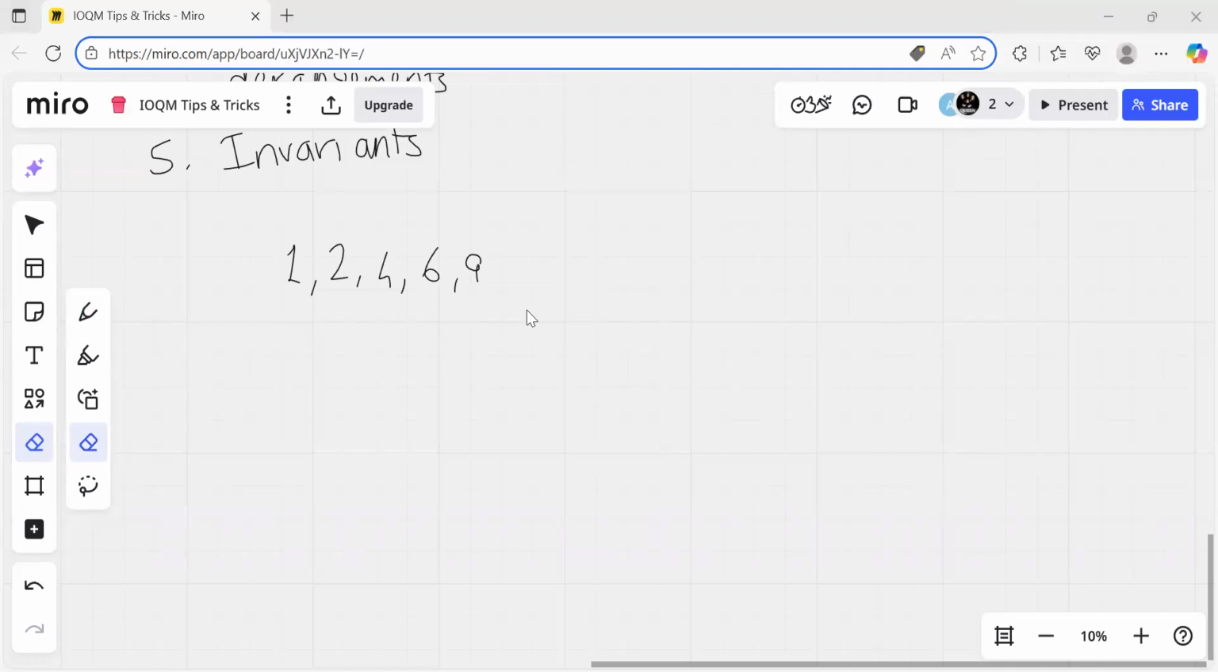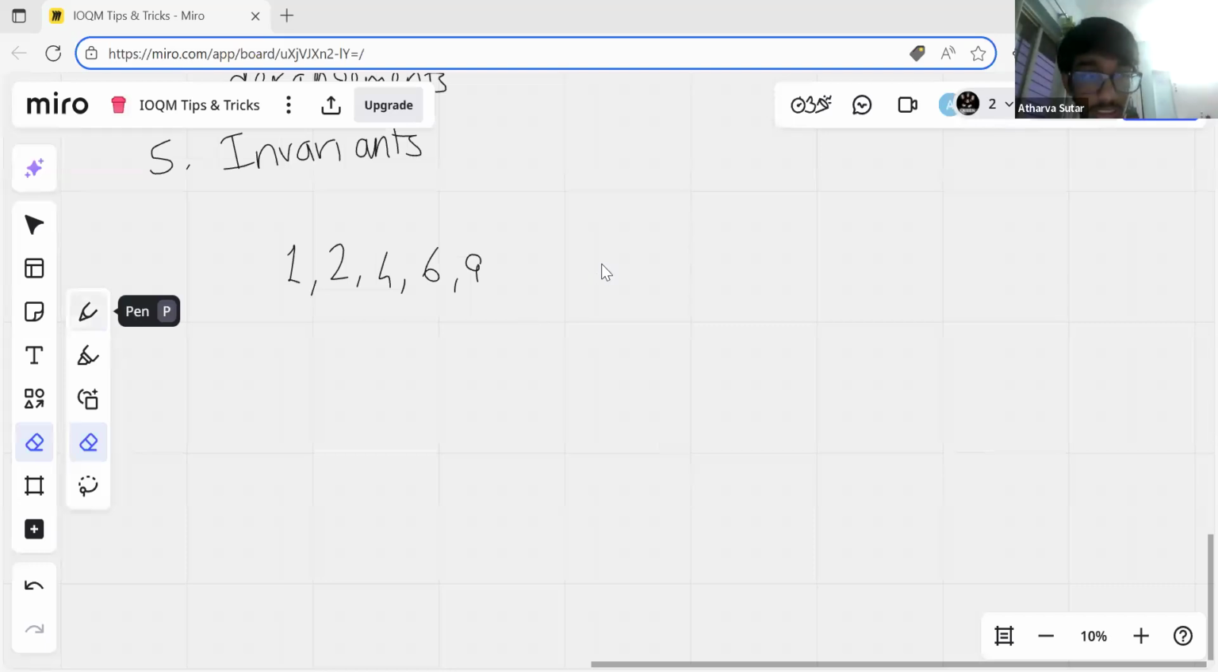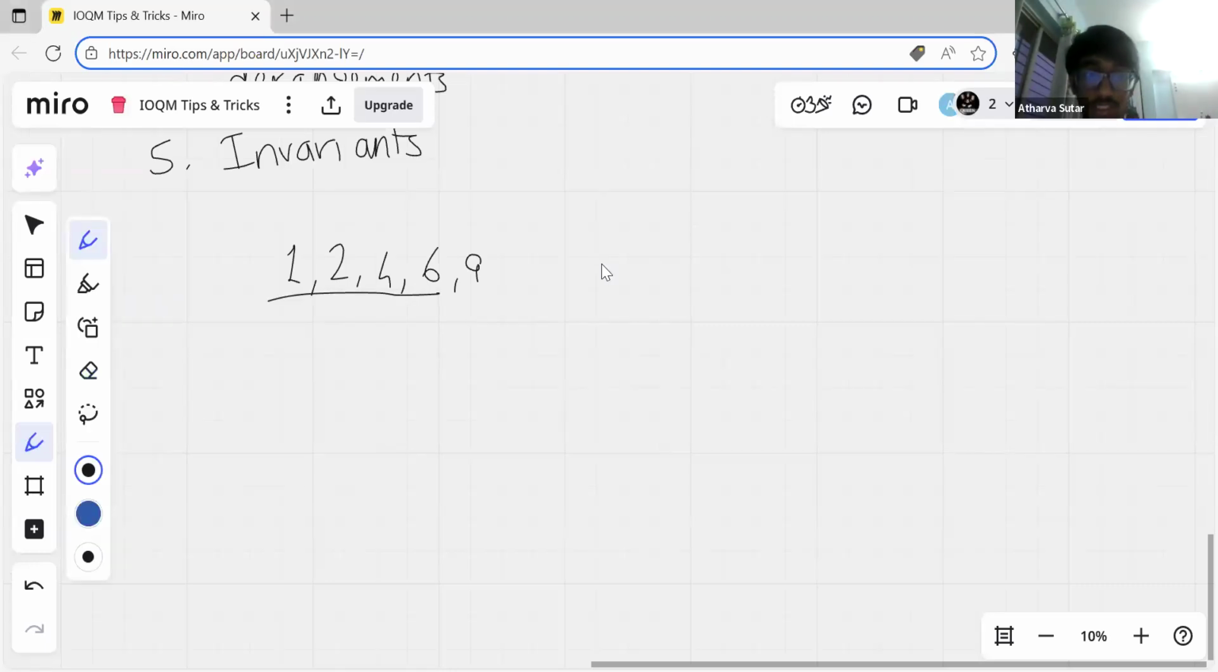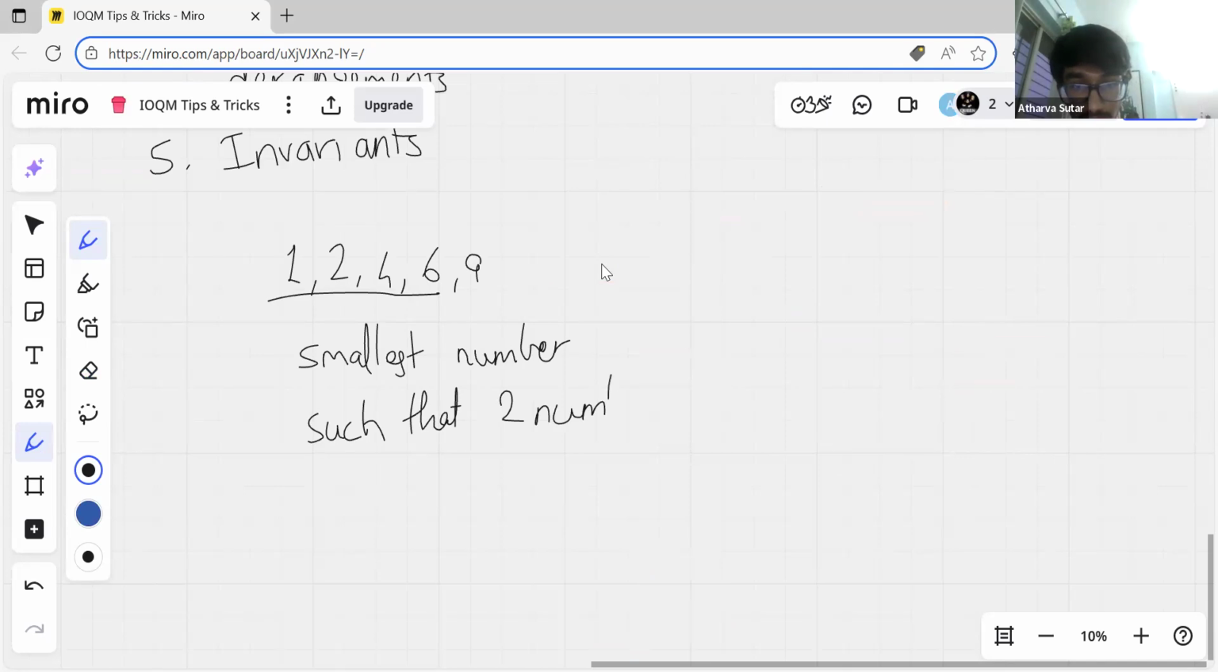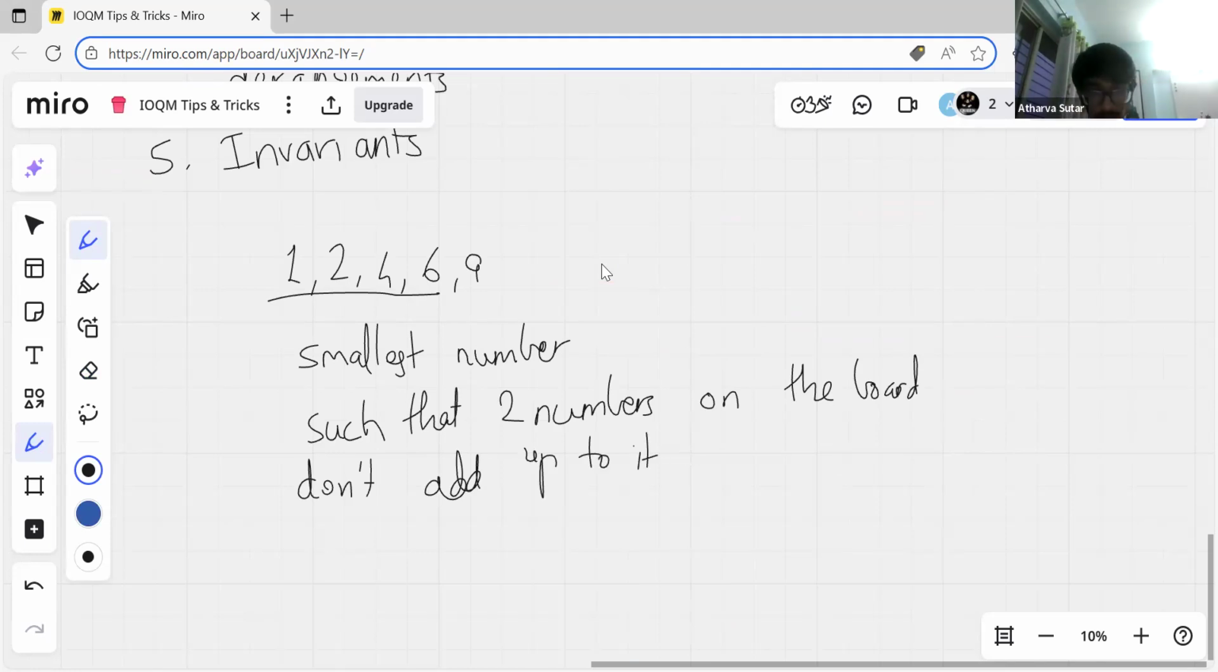Can you just repeat that once again, please? Yeah, so you're given these numbers on the board and you need to write the smallest number such that two numbers sum to it. Yeah, this is the problem set.